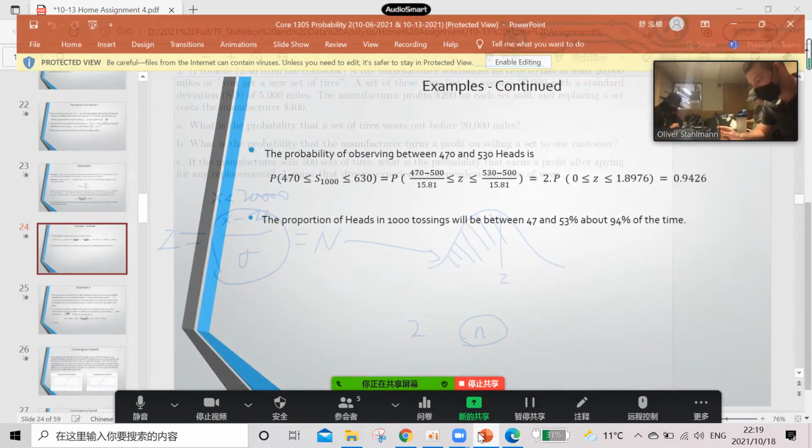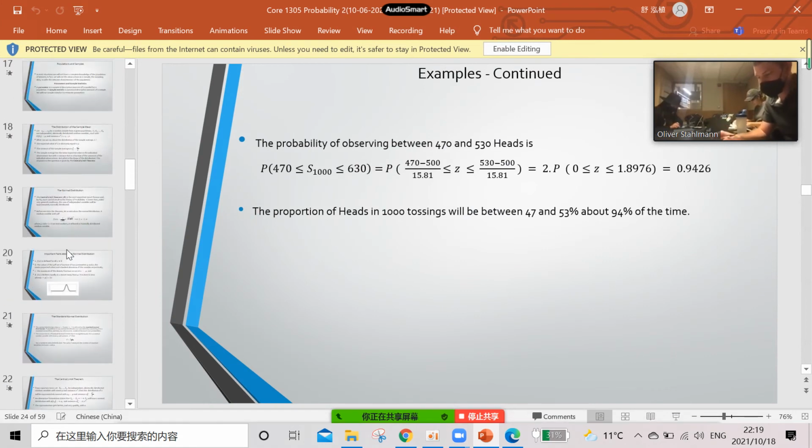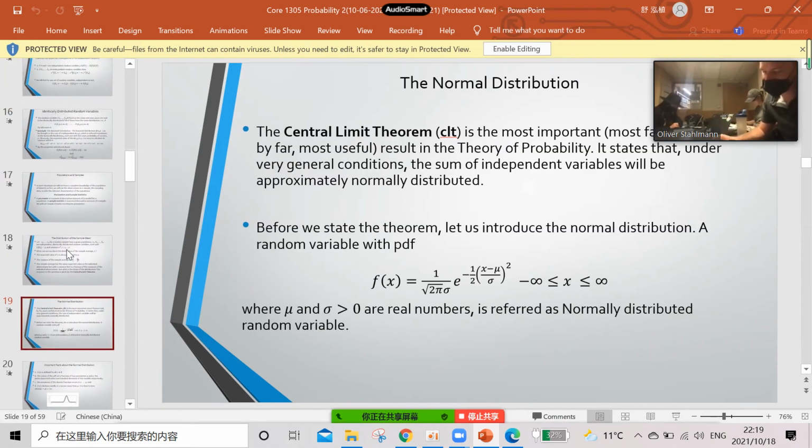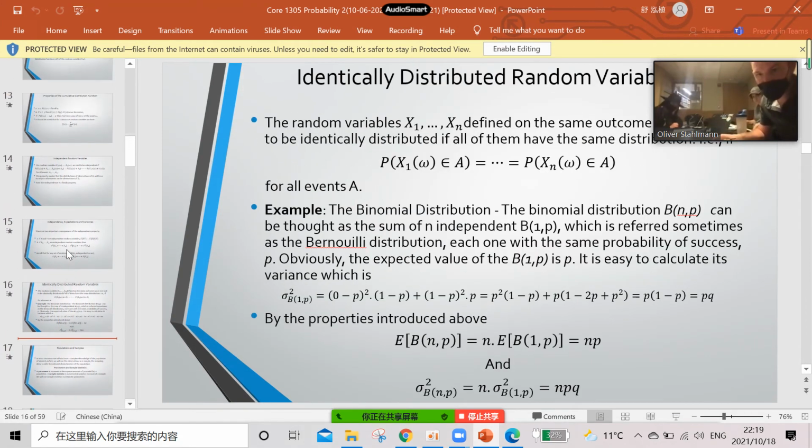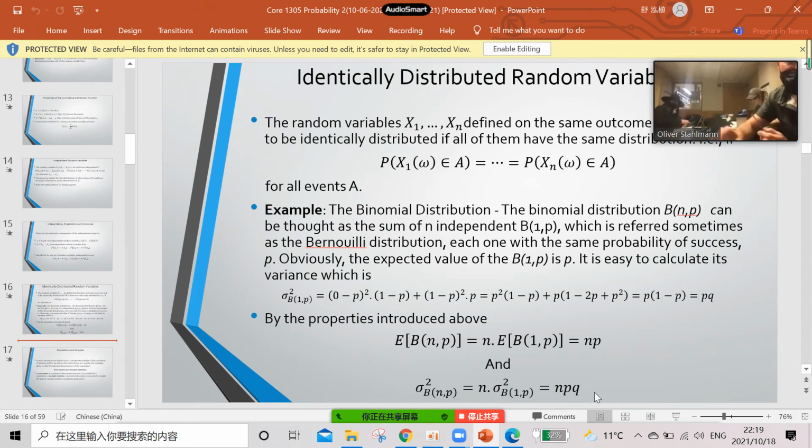Yeah. So other than being given sigma, how do you calculate sigma in general? You have a formula here, NPQ, remember? You can see the slide here.